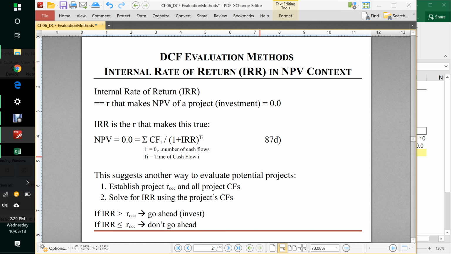Okay, so now let's think about the internal rate of return in the NPV context.